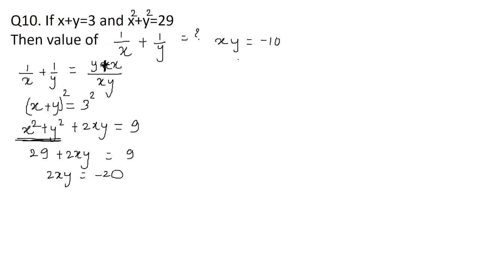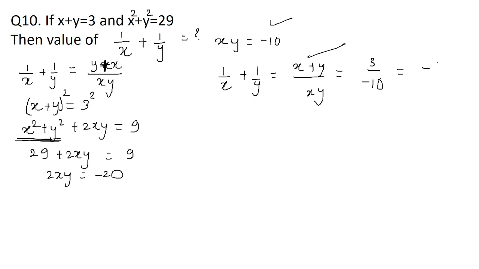But here, students, we have to find the value of 1 upon x plus 1 upon y. This will give me (x plus y) upon xy, which I have told you before. Now we know the value of x plus y is equal to 3, and we got the value of xy is equal to minus 10. So the value will be equal to minus 3 upon 10. So the answer for this given question is minus 3 upon 10. Okay, so we'll see in the next questions in the next part.